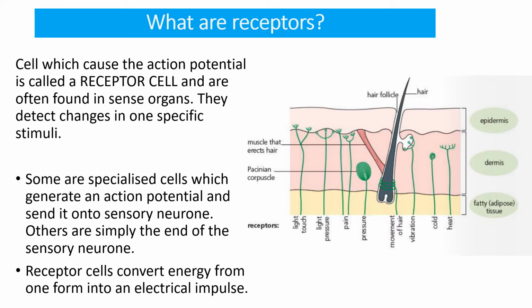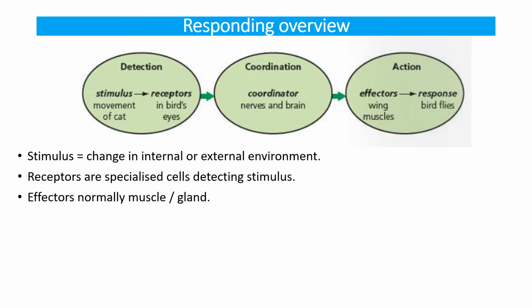So some are specialised cells, and they'll generate an action potential. Others simply, it's the end of a sensory neuron, and that can trigger an action potential. But the word action potential is one we'll look at in a lot more detail in a future video. So effectively, again, overview of this is you get stimulus, which is a change in the internal and external environment, often an energy change. The receptors are specialized cells that detect the stimulus, and then it is the effectors that cause the action, the follow-up, which is the muscle and gland. But we need to know what is happening in the middle.